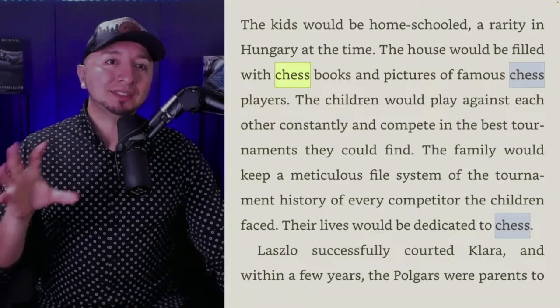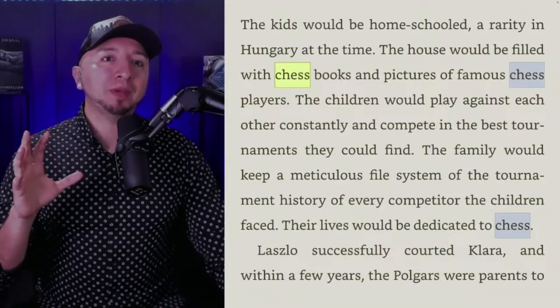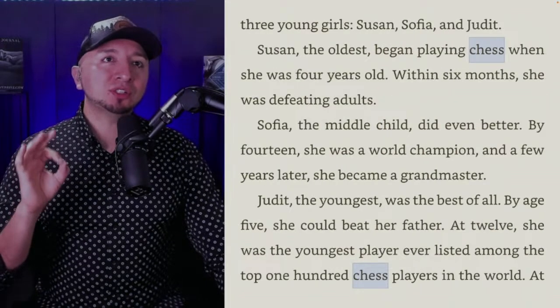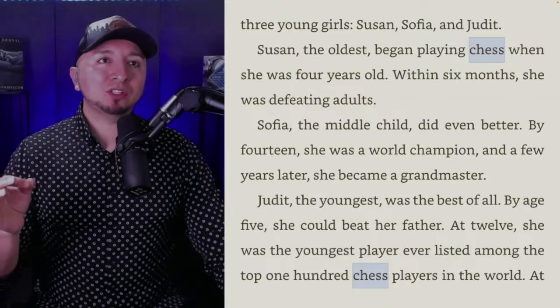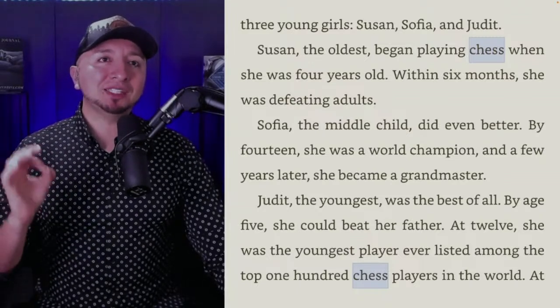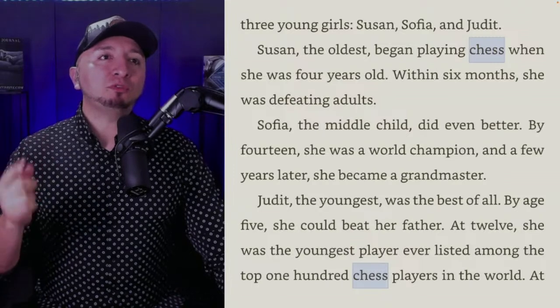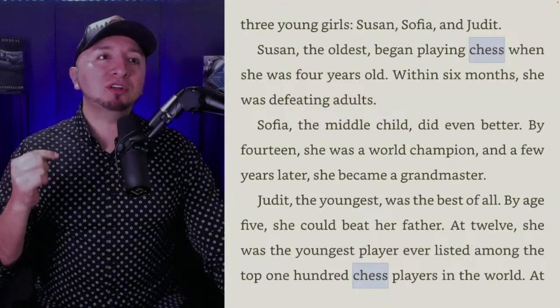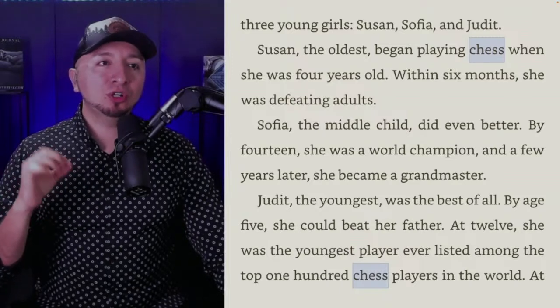Laszlo successfully courted Clara, and within a few years, the Polgars were parents to 3 young girls, Susan, Sophia, and Judith. Susan, the oldest, began playing chess when she was 4 years old. Within 6 months, she was defeating adults. Sophia, the middle child, did even better. By 14, she was a world champion, and a few years later, she became a grandmaster.